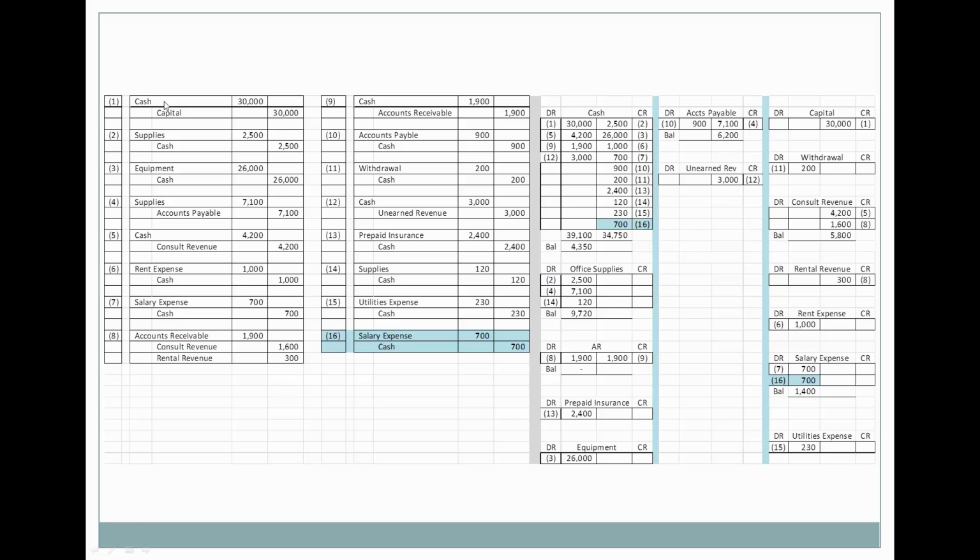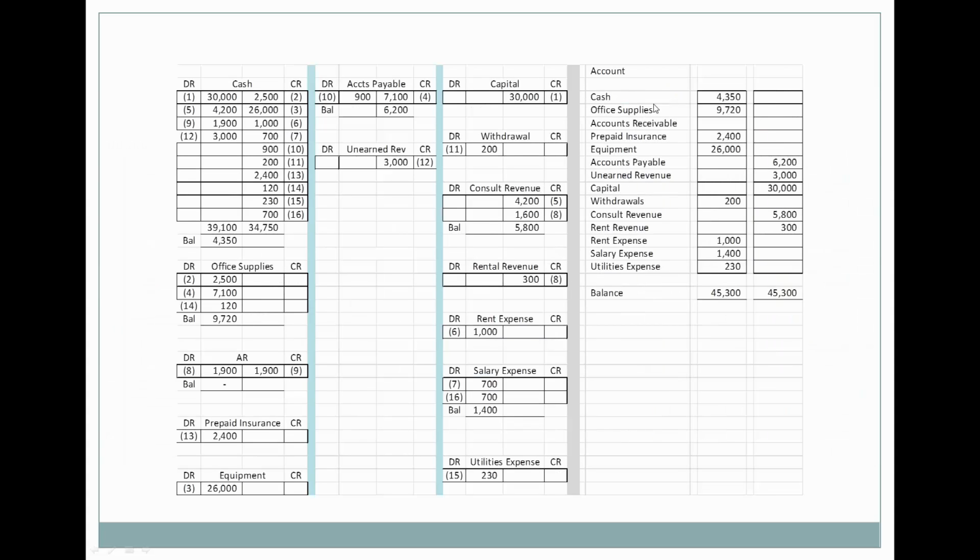So I advise doing them transaction by transaction, and then all you have to do is double check yourself and make sure you add up all the debits, add up all the credits, and take the smaller from the larger. Now we just have to transfer these ending balances to the unadjusted trial balance. And so what we're going to do is look and see if these are normal balances. So this is our cash balance. This is our office supplies balance, prepaid insurance, equipment, accounts payable, unearned revenue, capital, withdrawals, revenue, and our expenses.